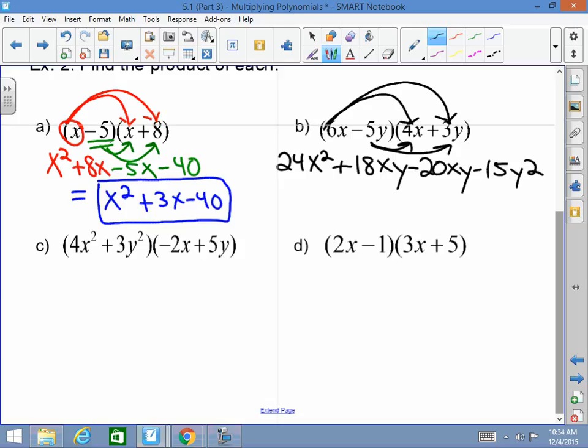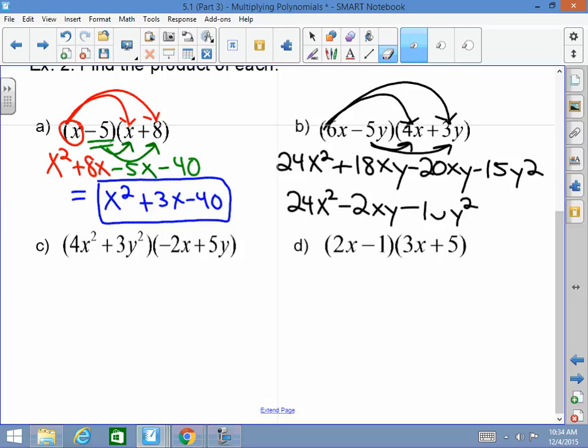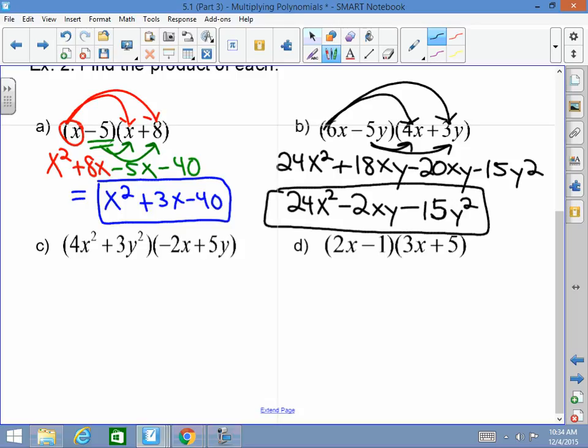Now I must always remember to add like terms. So I've got 24x squared minus 2xy minus 15y squared. And there it is. You are done. It's that simple.